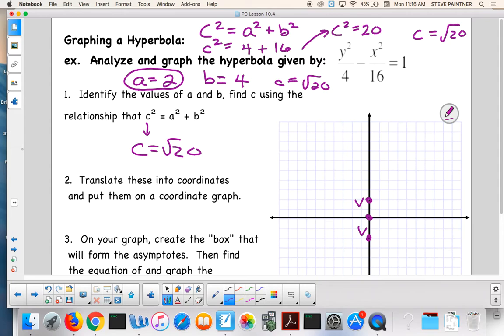How about the foci? How far up should I go? The square root of 20, which is 2 square root of 5, but where's that? About 4 point something. If you type in the square root of 20, I think it comes out 4.46. There it is, 4.46 would be about here. And now you know your hyperbola should do something like this.